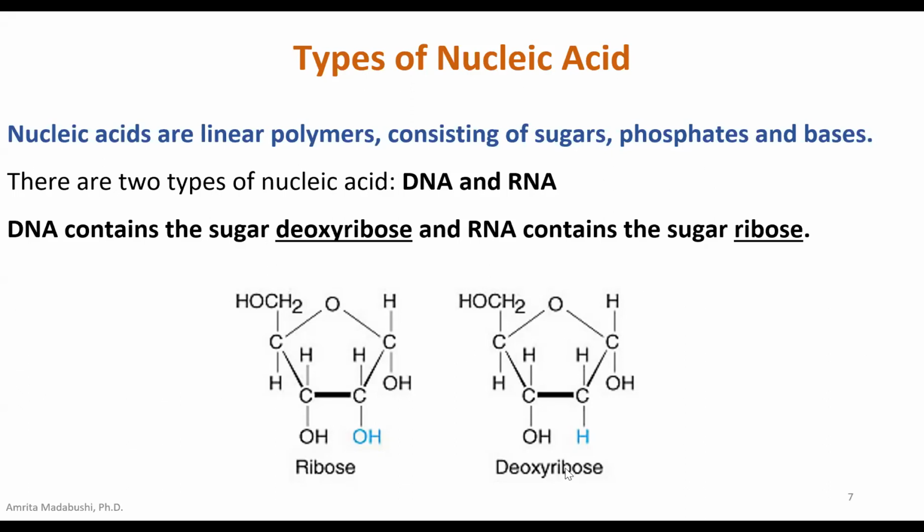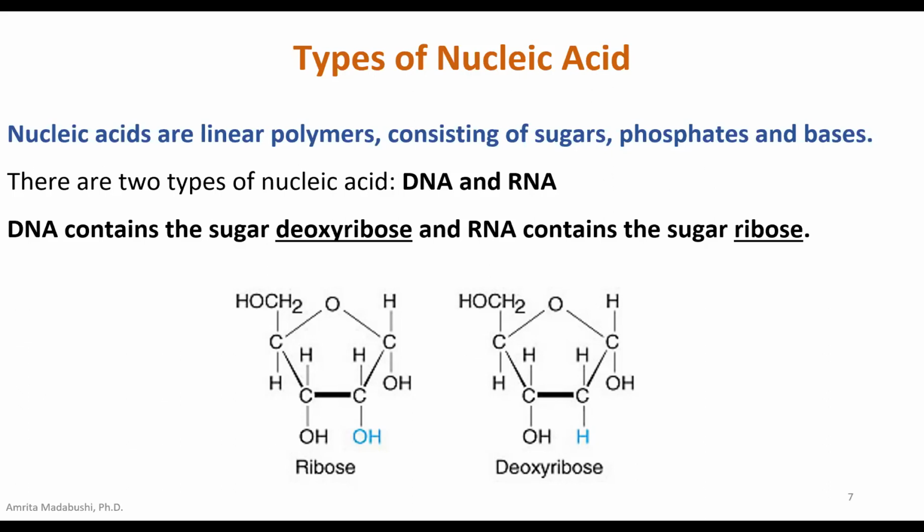If you see here, there is OH over here, but there is only H here, which means that this oxygen, which was present in ribose, has been removed from here. And that makes it different. So now, does that difference really mean something? It means a lot of difference. This really makes it a huge difference in their structure and also in their stability.